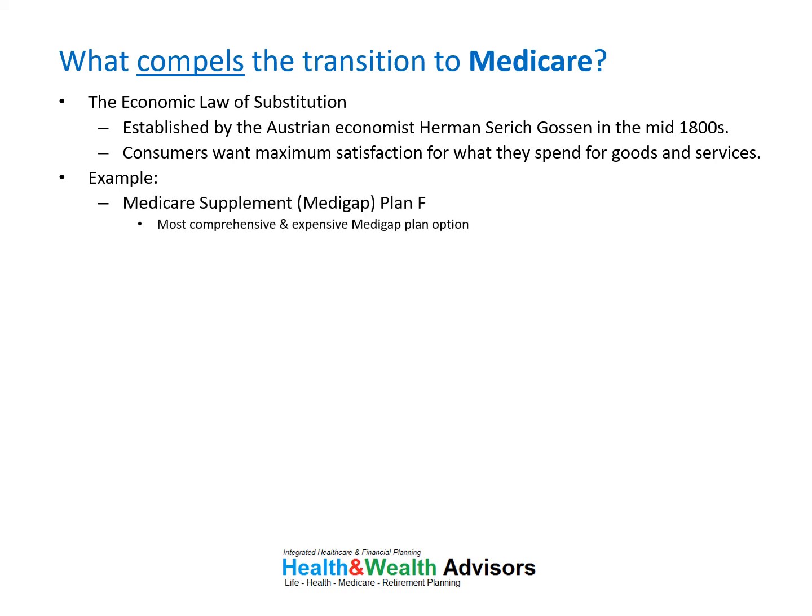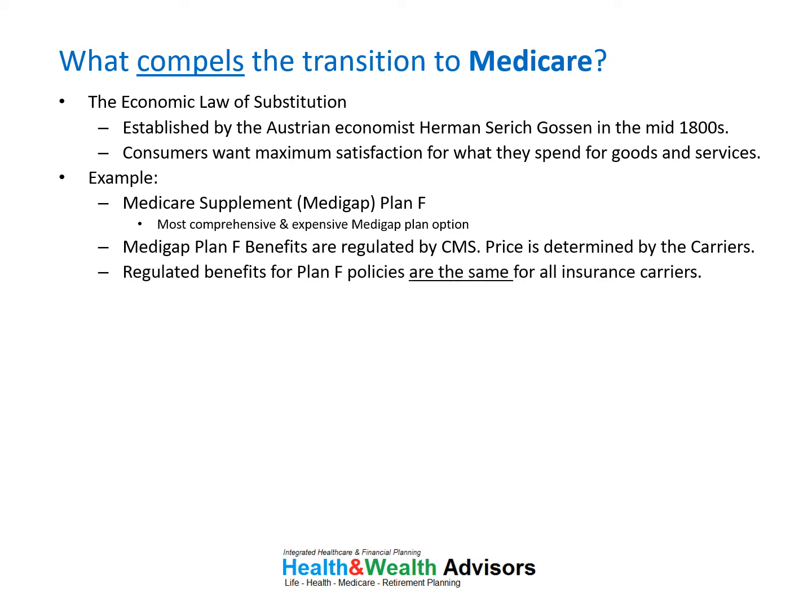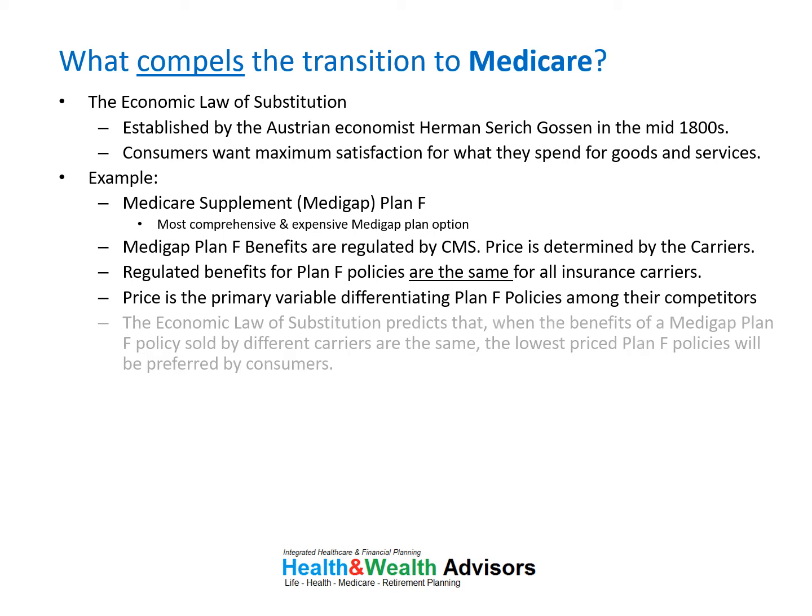Medigap Plan F is the most comprehensive and expensive Medigap plan option available. The benefits provided by Medigap Plan F are regulated by CMS. The price of Plan F policies is determined by each individual insurance carrier. Regulated benefits provided by Medigap Plan F policies are the same for all insurance carriers. The price of a Plan F policy is the primary variable differentiating Plan F policies among competing insurance carriers.